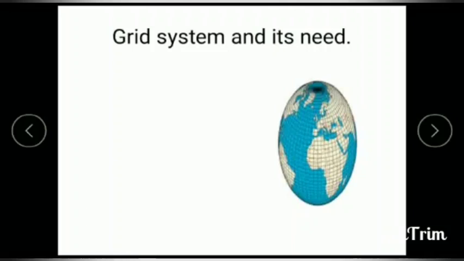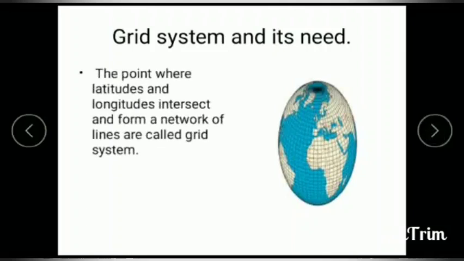So what is grid system? The grid system is the network of lines formed where latitudes and longitudes intersect. And why do we use this? Because it helps to find the exact location of a place. So the grid system is useful to find the exact location of a place. Thus it is very important.